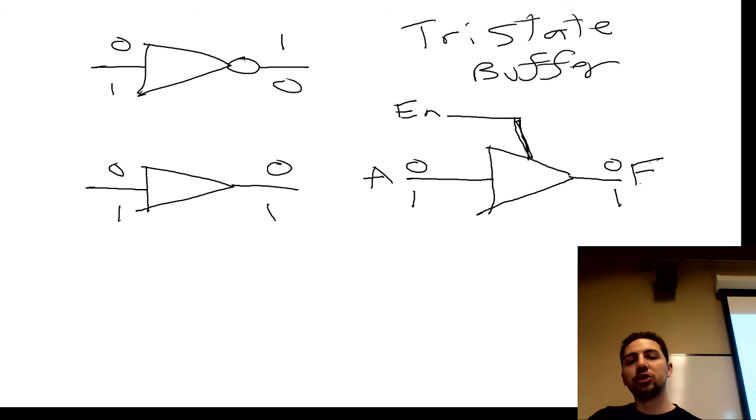What I said was true if the enable is 1. If you put a 1 there, you put in a 0, you get out a 0, you put in a 1, you get out a 1. If, however, you put in a 0 here, then it doesn't matter what you put on the input, you will always get something called high Z.